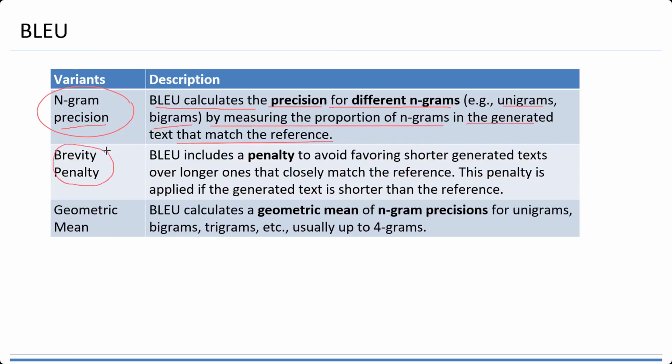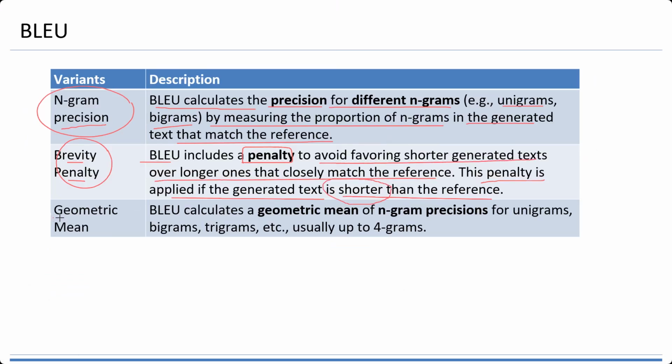There is another variant, which we call the brevity penalty. BLEU includes a penalty. This penalty is a measure to avoid favoring shorter generated text over longer ones that closely match the reference. It is applied if the generated text is shorter than the reference. If the generated text is shorter, then we give some penalty. But if it is the same, no problem.